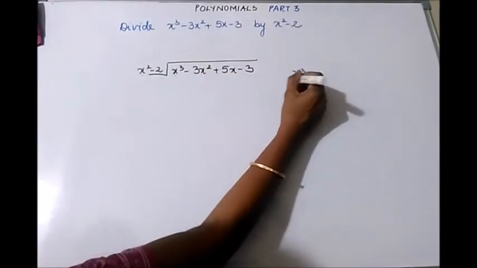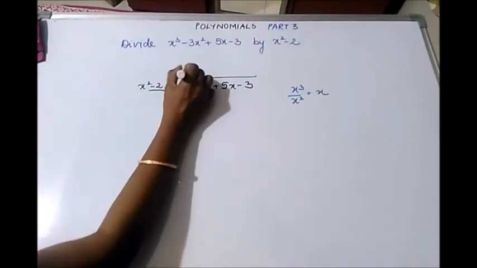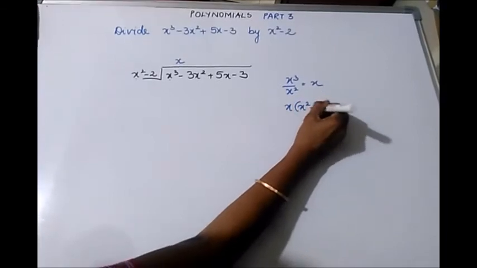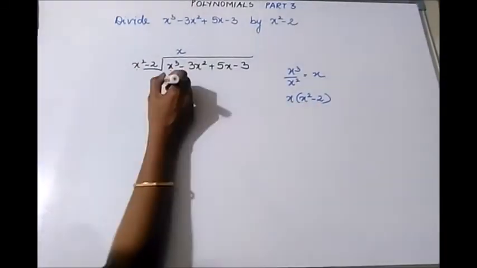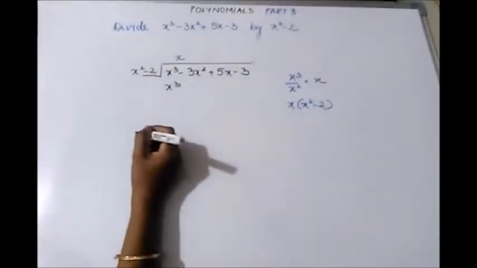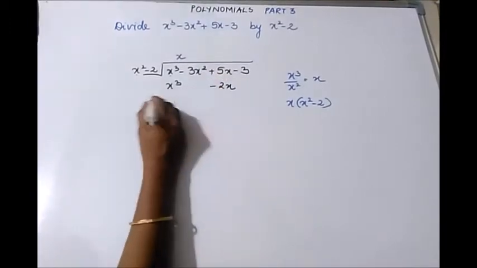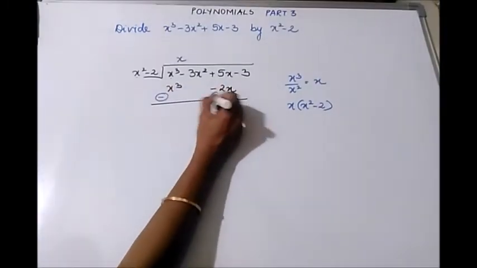When we divide x cube by x square, you get x. Now write the x here. Next step is multiply x by the given divisor. What do we get? We get x into x square is x cube. X into minus 2 is minus 2x. Now I write it below 5x because they both are like terms. Next step is subtract. That is plus becomes minus, minus becomes plus.